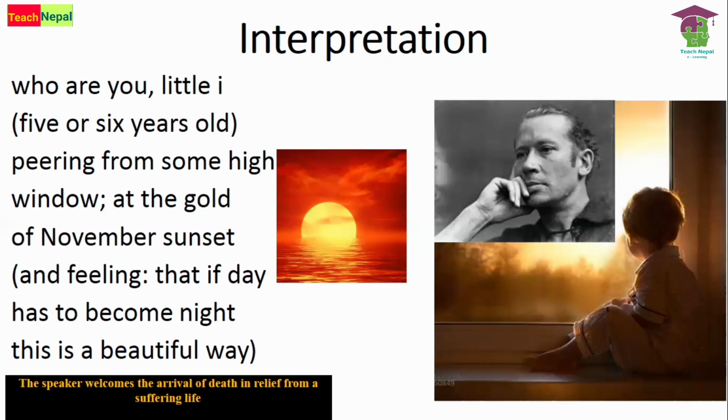So somebody is asking, who are you, little I, 5 or 6 years old, right? Little I, here it's saying little I, right? So the speaker is asking to himself here, right? Little I. So 5 or 6 years old, peering from some high window, right? तिमी चाहिँ 5-6 वर्षको मान्छे झ्यालबाट हेर्ने, right? अग्लो झ्यालबाट हेर्ने, peering from some high window, अग्लो झ्यालबाट हेर्ने तिमी को हो?